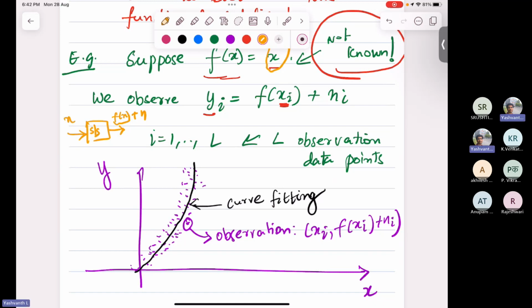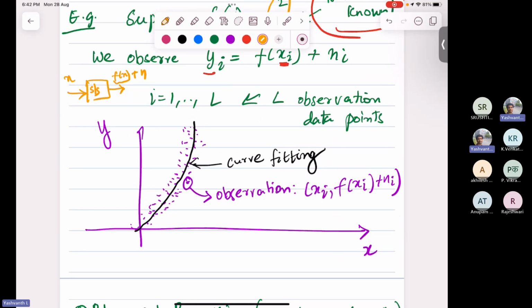So, for example, curve fitting. We know that the actual y equal to x squared will look something like this, in the positive quadrant. This is my y equal to x squared, with x and y axes. But I will not get this. I will get points which are clustered around the curve. These different violet points you see here are each an observation.